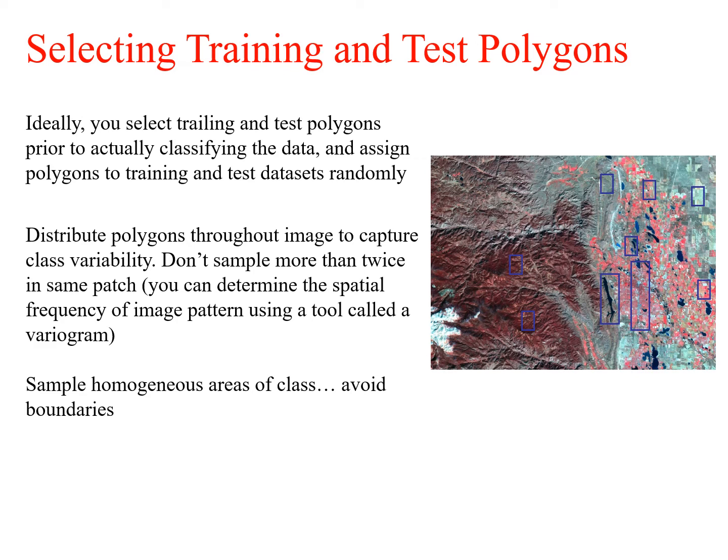And I'll reiterate, you should be selecting training and test polygons beforehand, because you may learn something doing the training that would bias where you select test polygons. And that's the last thing we want. What we want is to say, we need 200 training polygons. We're going to collect 300 polygons or 300 test sites, and we're going to put 100 of them away and use them only for the accuracy assessment.